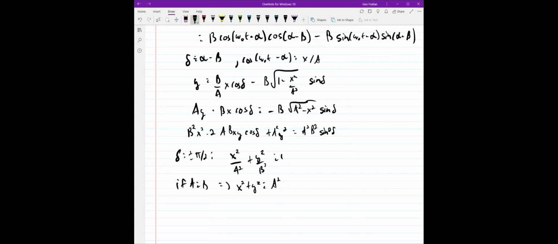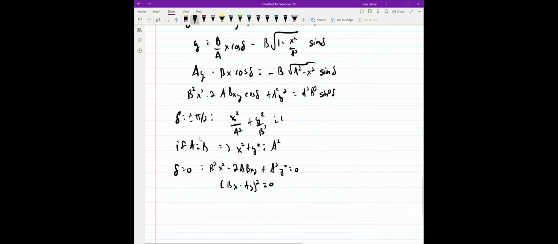Another special case is what if delta is equal to 0. Then we have b squared x squared minus 2abxy plus a squared y squared is equal to 0. Or, as you might realize, this is just the expansion of something squared: bx minus ay squared is equal to 0. And that tells us the equation of a straight line, y is equal to b over a x if delta is equal to 0. And if you do the same thing with a phase of plus or minus pi, you get the same thing, just with the negative sign.